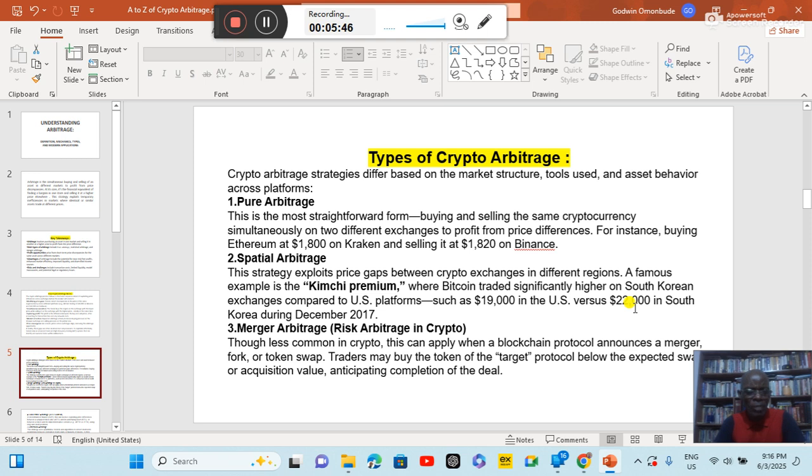The merger arbitrage. This is not very common in crypto, but it applies a principle whereby a blockchain protocol announces a merger or fork or a token swap. Traders may buy the token of that targeted protocol below the expected swap or acquisition value, anticipating completion of the deal.